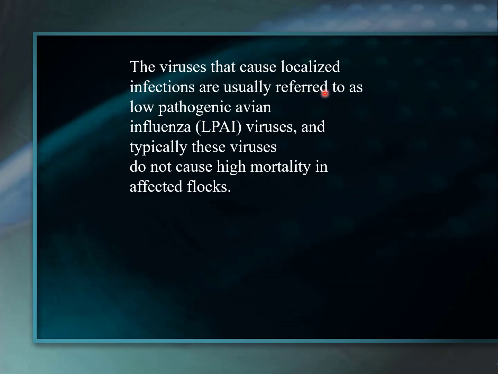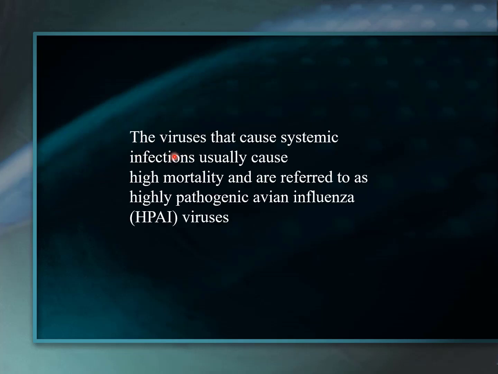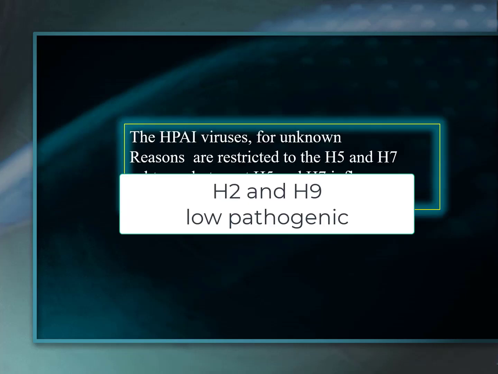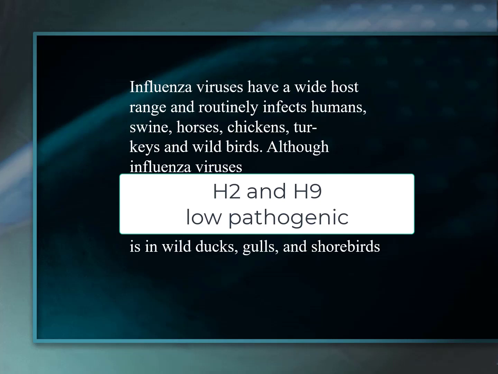Viruses that cause localized infection are usually referred to as low pathogenic avian influenza viruses, and typically these viruses don't cause high mortality in affected flocks. Viruses that cause systemic infections usually cause high mortality and are referred to as highly pathogenic avian influenza viruses. For unknown reasons, the highly pathogenic avian influenza viruses are restricted to H5 and H7 subtypes, and most H5 and H7 viruses are low pathogenic.